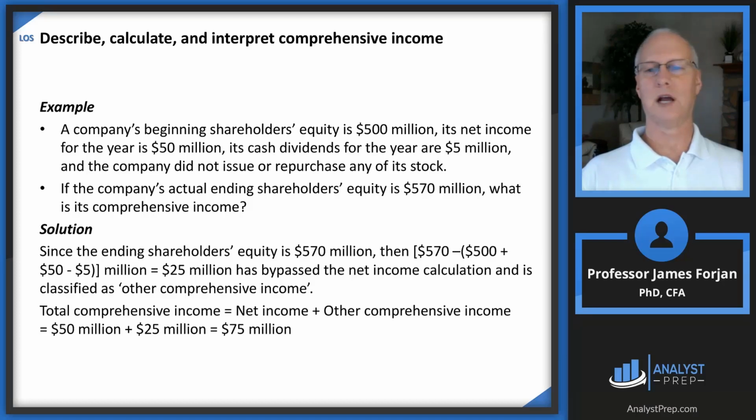That's got to be the difference, right? 25. 570 minus 545, that's 25. And so that's what we're going to do. We're going to take the net income plus our other comprehensive income. There's the 25 that we calculated. I did that pretty quickly. And that gives us 75.